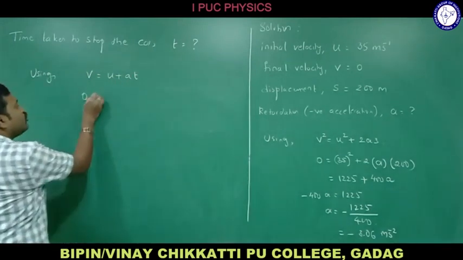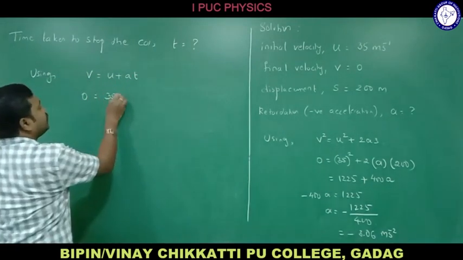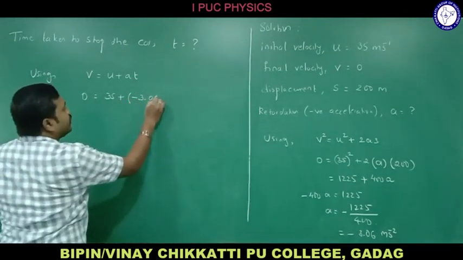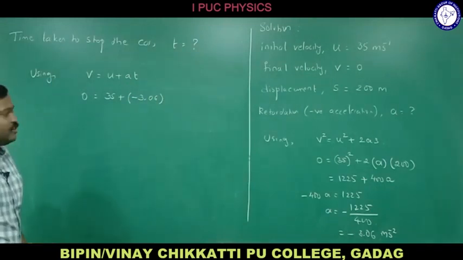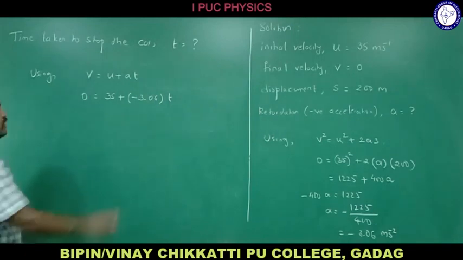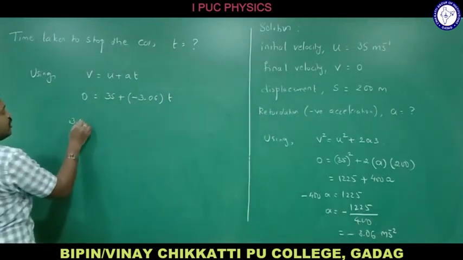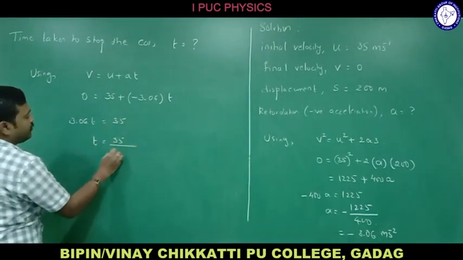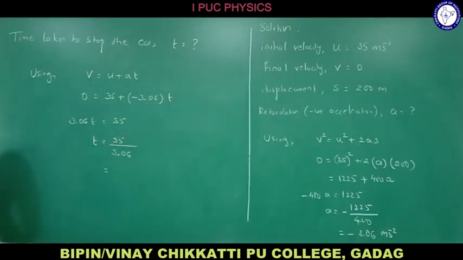It is 0. What is initial velocity? It is 35. Acceleration, we calculated it now here. It is minus 3.06. Right? So this is acceleration into what we say now here, time, that we need to calculate. Since it is negative, when it comes this side, it will become positive 35. T is equal to 35 divided by 3.06. If we calculate this, 35 divided by 3.06, it comes to be 11.44.